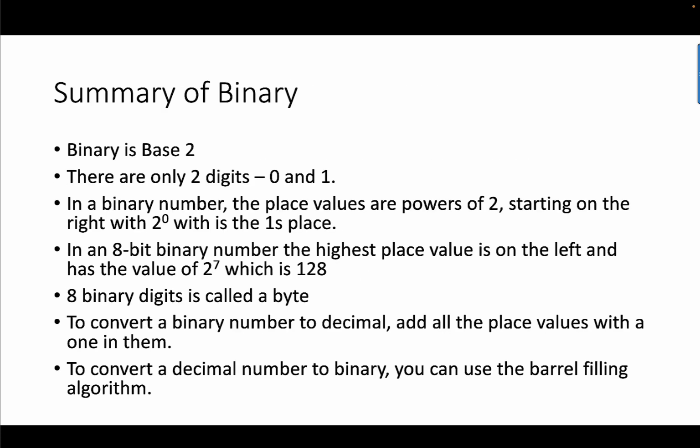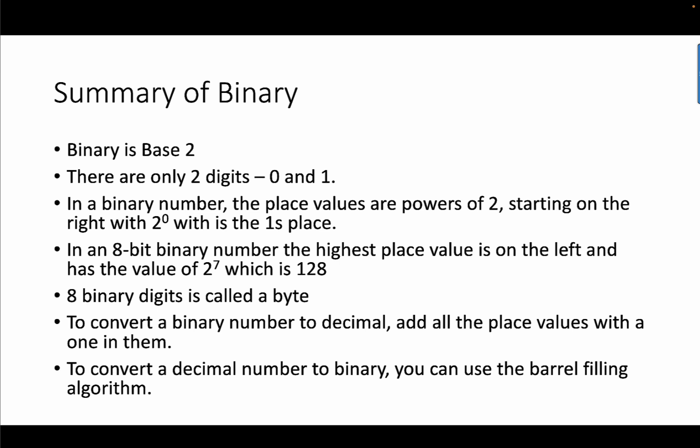So let's just review what we've learned. Binary is base 2. There are only 2 digits, 0 and 1. In a binary number, the place values are powers of 2, starting on the right with 2 to the 0, which is the ones place. In an 8-bit binary number, the highest place value is on the left and has a value of 2 to the 7th power, which is 128.